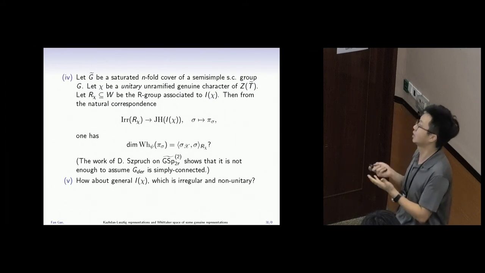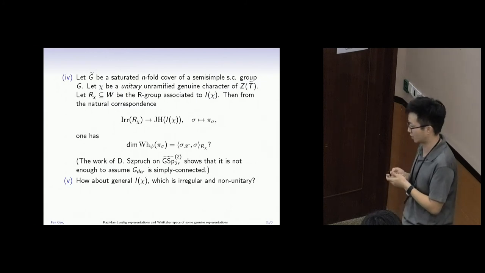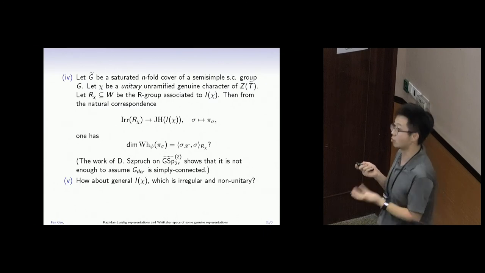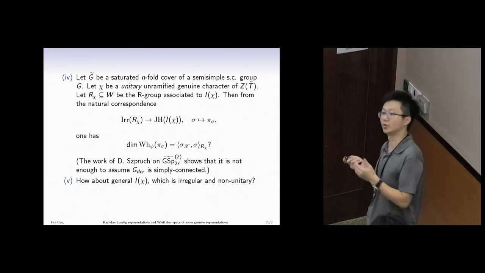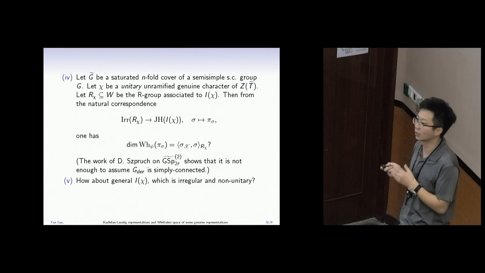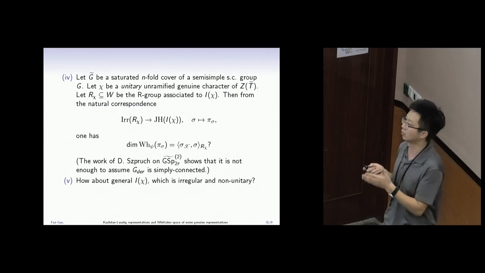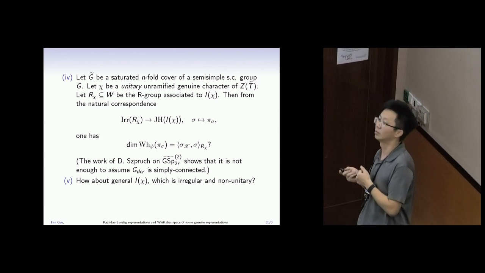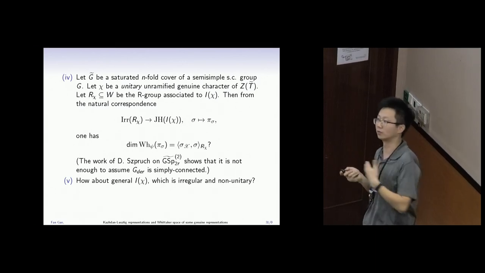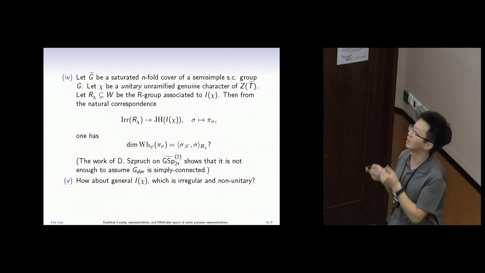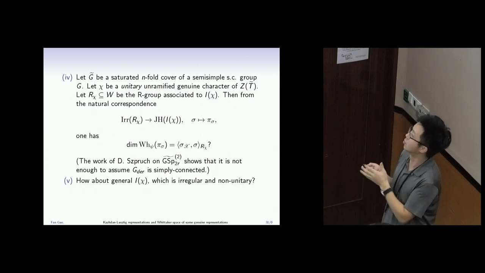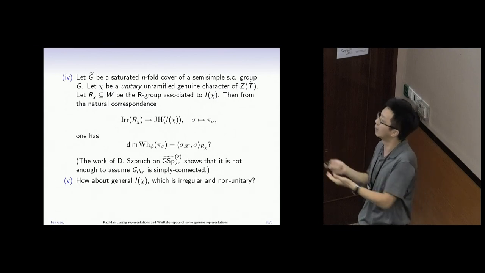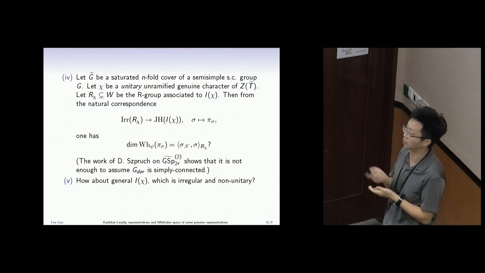Lastly, one could ask the general question, how about if your principal series is actually not regular and not unitary? As far as I know, we have not really understood the reducibility of arbitrary unramified principal series, even for linear algebraic groups, not to mention the characterization of the constituents. But once that is done, probably there is hope of merging these two equalities, if they were true, together to actually compute the Whittaker dimension of arbitrary constituents.